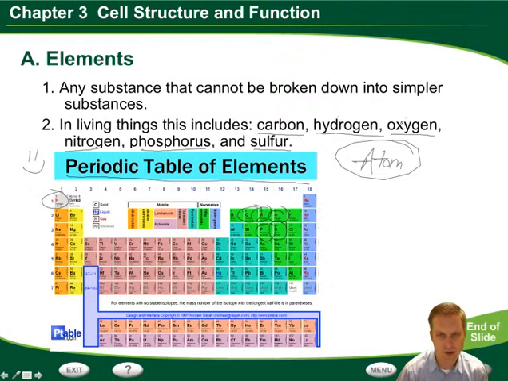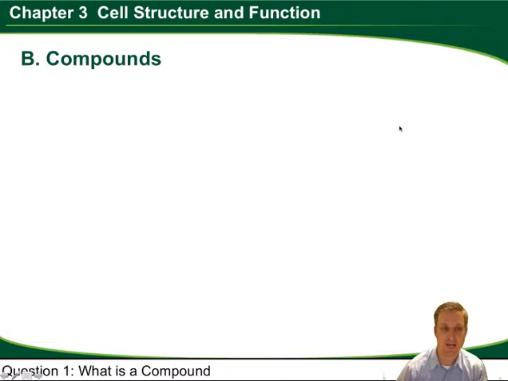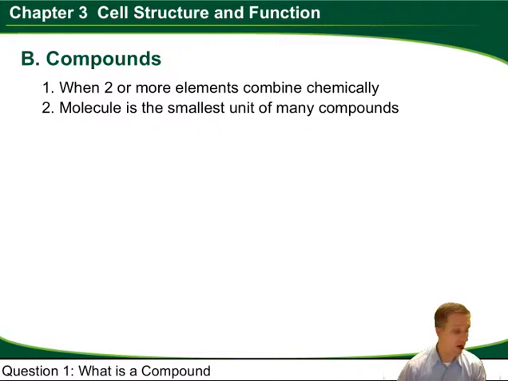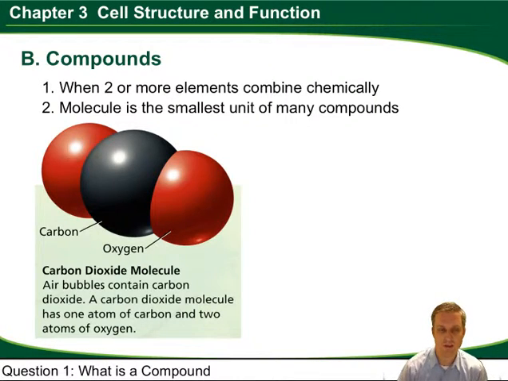We're not going to go into great detail about each of those. But those elements come together and they form what are called compounds. So what a compound is, when you take two or more elements and you combine them chemically, you get a compound. A molecule is the smallest unit of any compound. So you can have a water molecule, you can have a sugar molecule, but that's where you've taken multiple elements, combined them chemically, and you'll get a compound. So let me give you a couple examples.